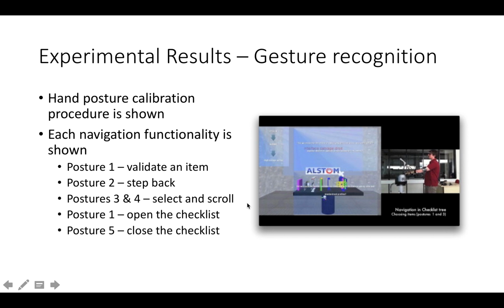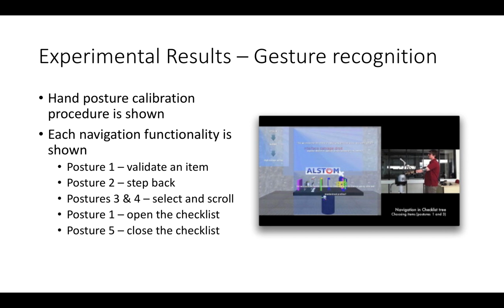So now we look at the experimental results. So we will see 3 separate videos. The first video is going to illustrate the use of the gesture recognition system for checklist navigation. First, the hand posture calibration procedure is shown. Next, each navigation functionality, including posture 1 through 5, will be demonstrated.